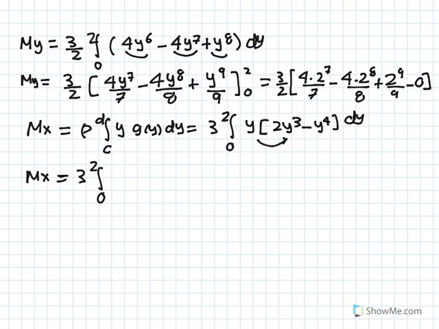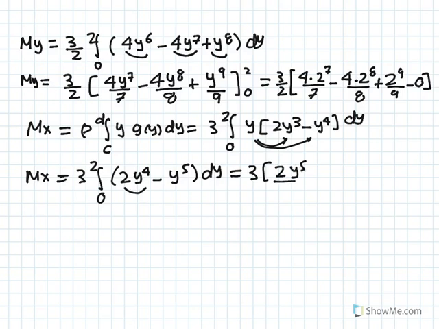Y times 2y cubed gives us 2y to the 4. Y times y to the 4th gives us minus y to the 5. Put this all in brackets, integrate with respect to y. Now let's integrate term by term. What is the integral of 2y to the 4th? That's going to give us 2y to the 5 divided by 5 minus the integral of y to the 5, reverse the power rule, y to the 6 divided by 6. Evaluate from 0 to 2, apply the fundamental theorem of calculus.